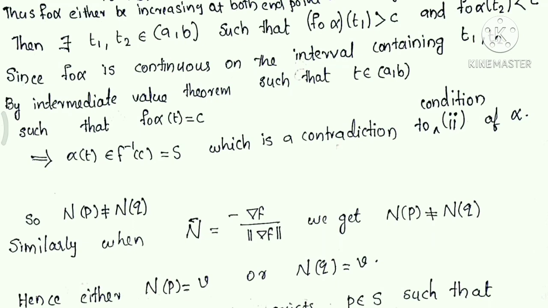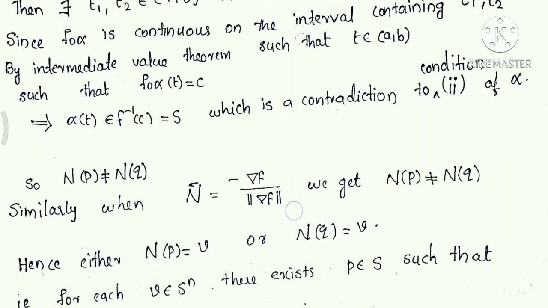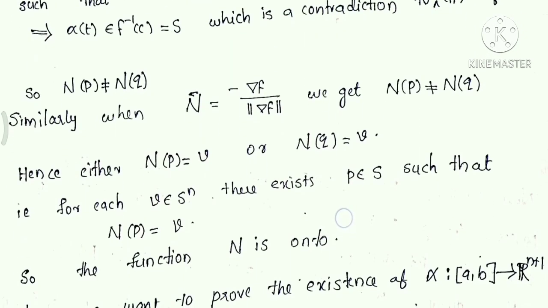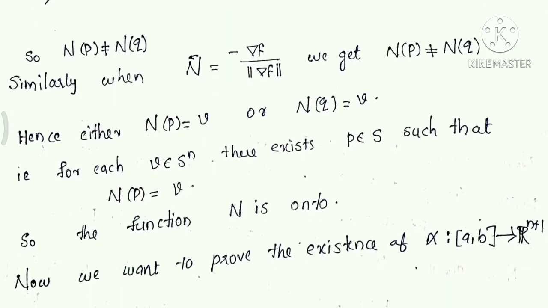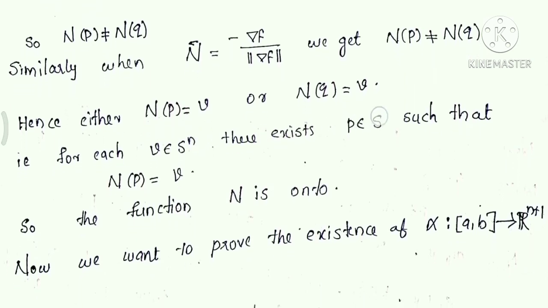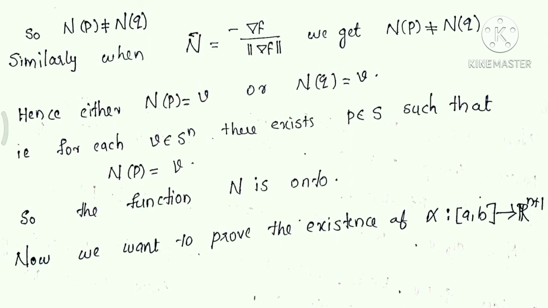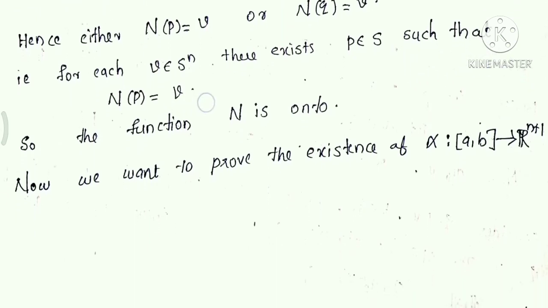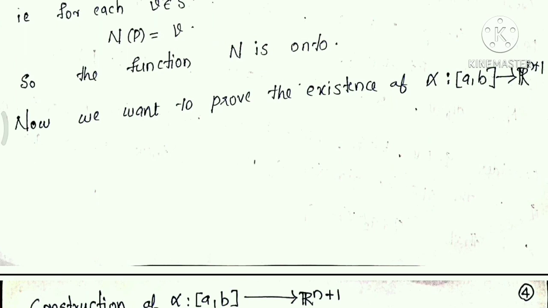Similarly, here we first assumed that the orientation is del f by norm del f. We can prove these statements even if n is equal to minus del f by norm del f. Hence, at last we can say that either n of p is equal to v or n of q is equal to v. That is, for each v belonging to S there exists a p belonging to S such that n of p is equal to v. So the function n is an onto function.